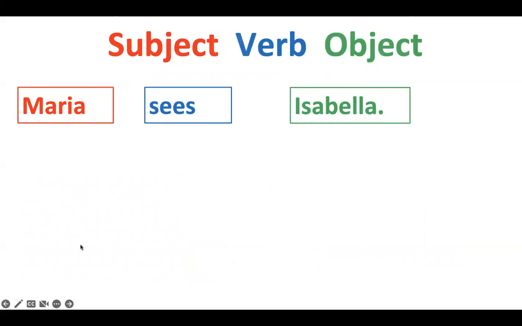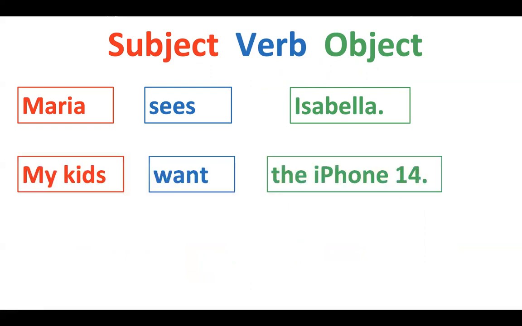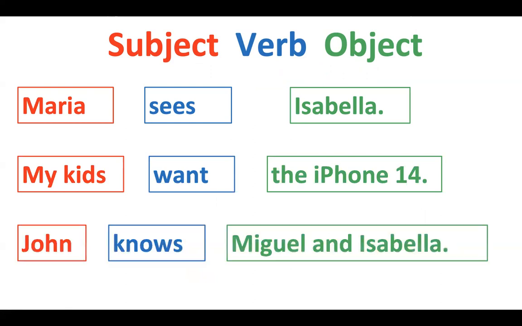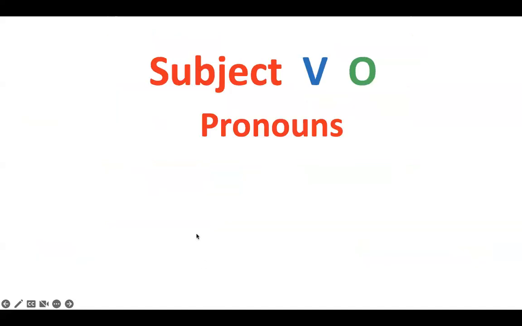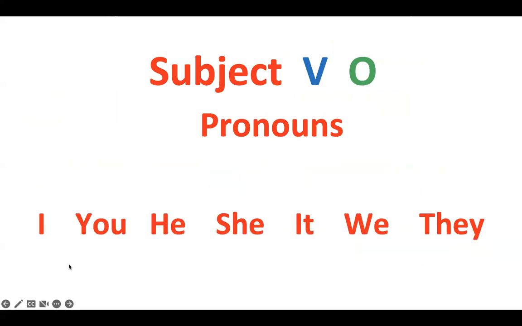So Maria sees Isabella. The subject is Maria. It's a noun. We're talking about a person. My kids want the iPhone 14. My kids, person. And John knows Miguel and Isabella. John is the subject. He's also a person. They're all nouns. But the subject can also be pronouns. Subject pronouns are I, you, he, she, it, we, they.